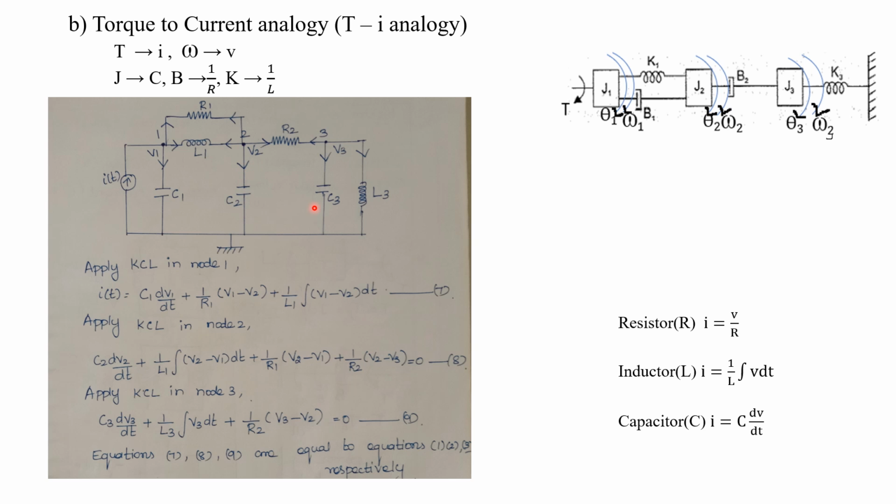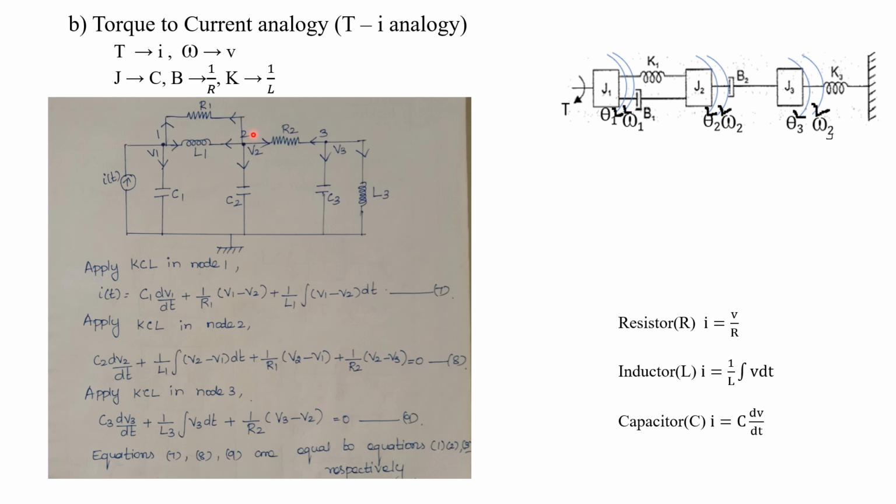What's the formula for current flowing through the capacitor? I is equal to C into dV by dt. So C2 into d by dt of V2. V2 is nothing but the voltage drop across the capacitor C2. So here the drop is V2 minus 0. So we can write it as V2.